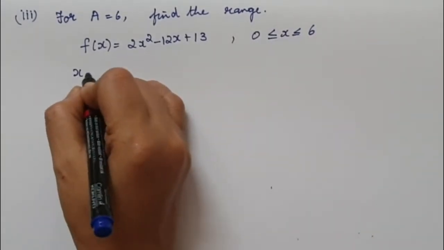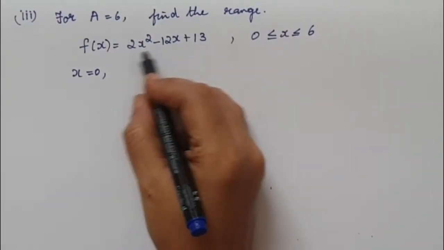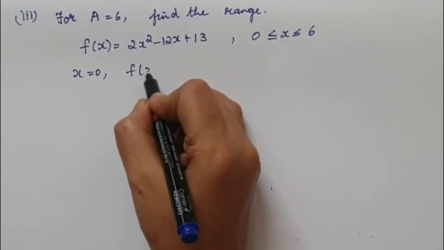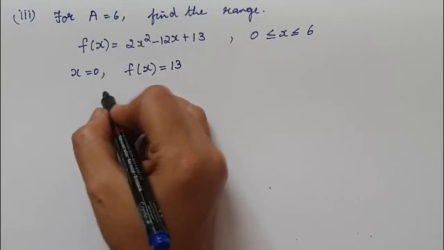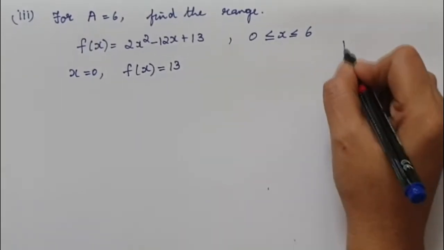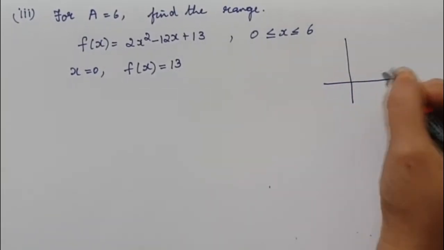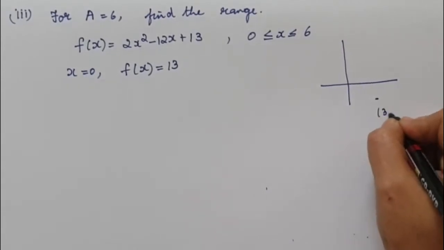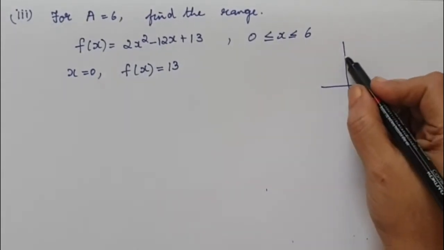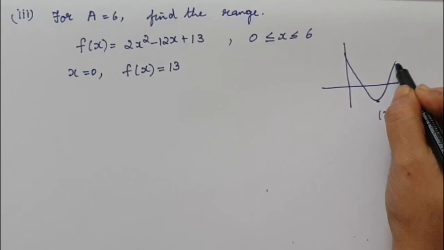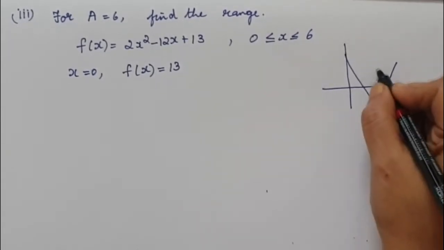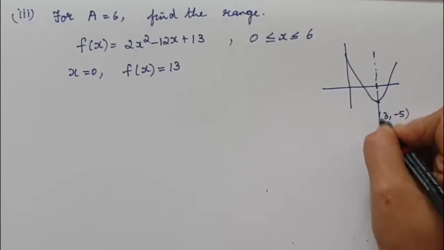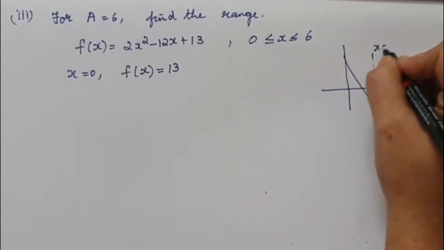Now when x equals 0 in this case, f of x will be equal to 13. And then we have found out the minimum value. I'll draw the graph again where we had it before. That is, the vertex was (3, -5). So now we had our graph like this before, and this point was 3. So this is the line of symmetry we had, and we had marked it as x equal to 3.